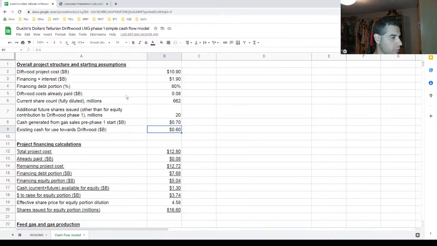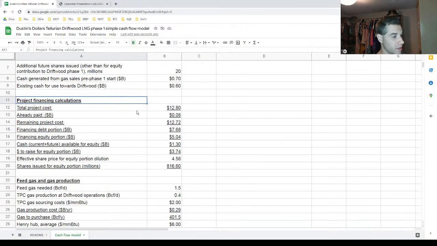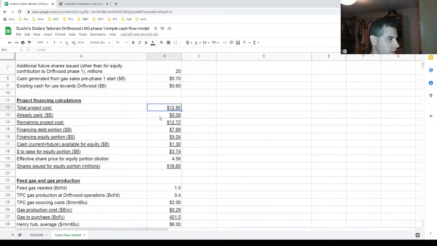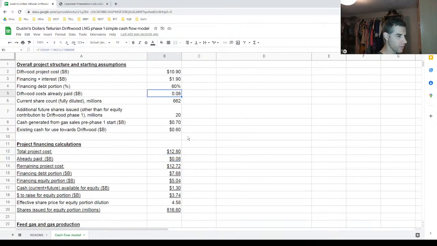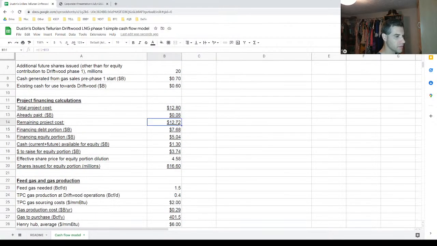So that is sort of the overall project structure and just some basic things about the company that give you a starting point. Then I have a bunch of calculated numbers here for some calculations around the project financing. I added up those two lines above to get the total project cost. I carried forward the amount that I had up here for what's already paid, and then to say this is how much money is remaining on the project. I use that percentage above to determine how much is going to have to be debt, and also how much is going to have to be equity.